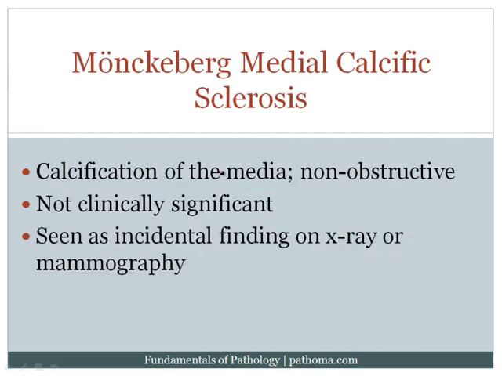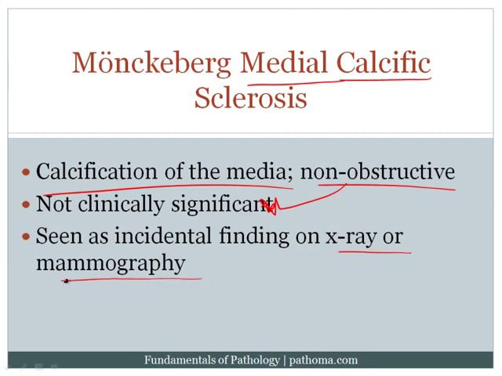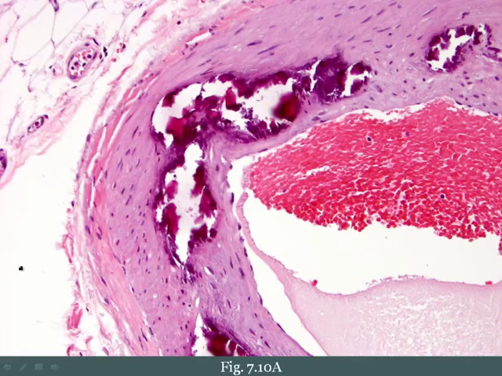Now, the third way by which you can have arteriosclerosis would be a disorder called Mönckeberg's medial calcific sclerosis. And the idea here is that you get calcification of the media. That's why it's called medial, and that's why it's called calcific, calcification of the media. This is non-obstructive, and therefore it's not clinically significant, all right, and it's seen as an incidental finding on X-ray or mammography. This is what the histology looks like.